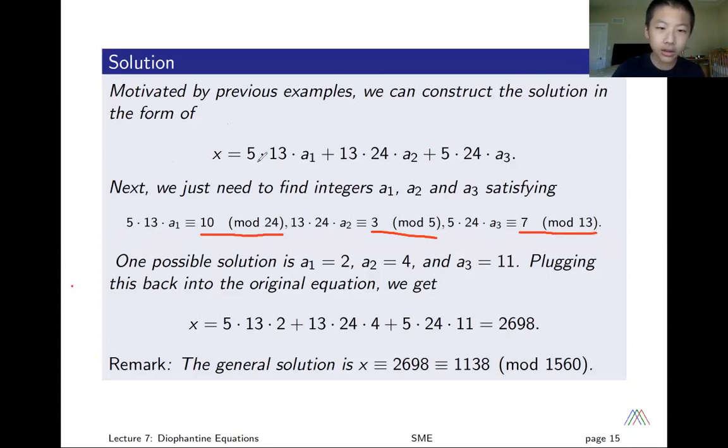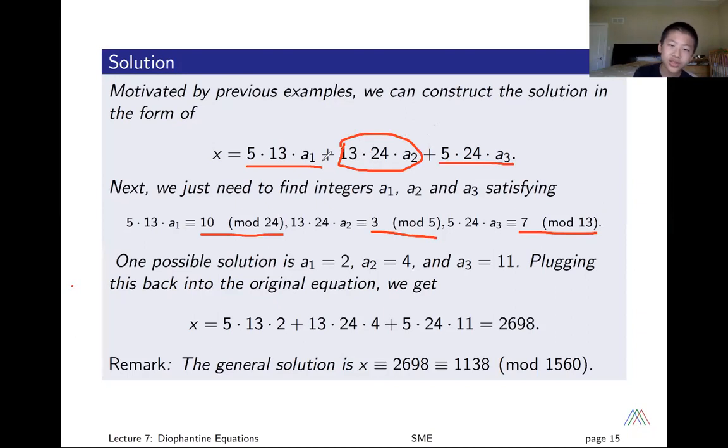Now notice that in this example, this part and this part are both multiples of 5. So when taking modulo 5, only this part is left over. So then we just have to find an A2 that satisfies this being equivalent to 3 mod 5.